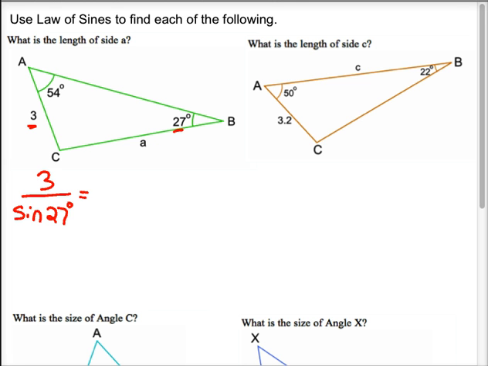Equals, well, now I have this other pair, A and 54. So equals A over sine of 54 degrees. So again, the key though is you have to be able to set up that first ratio. You have to set up a complete ratio here. And then in the second one, you'll include whatever you're missing, whatever you're trying to solve for.